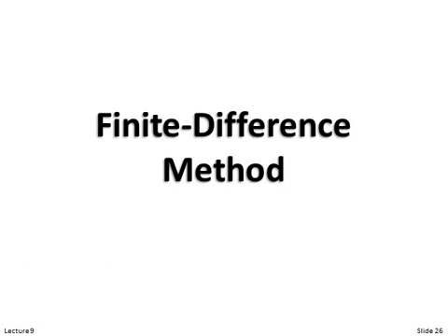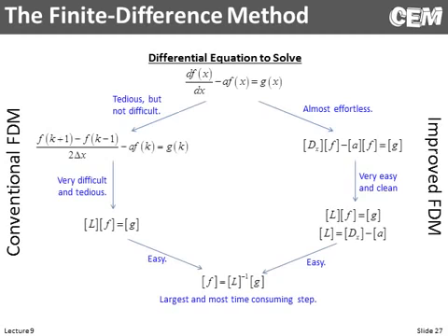Okay, on to the actual finite difference method. So the goal of the finite difference method is to start with some arbitrary differential equation and end up with a big matrix equation that we can solve and calculate all of our unknowns at discrete points. That's the goal of the finite difference method. It's just a way of discretizing a differential equation, casting it into matrix form, and solving it.